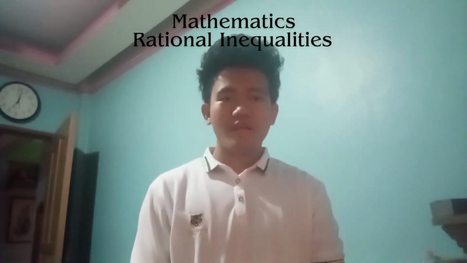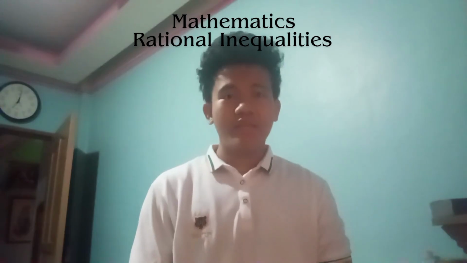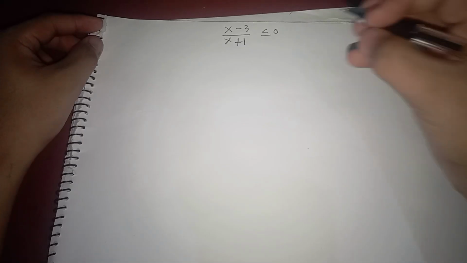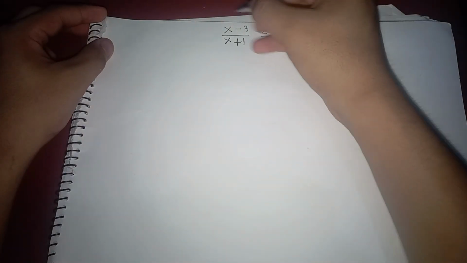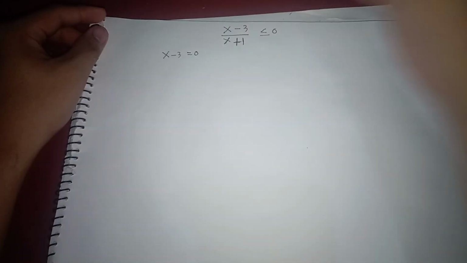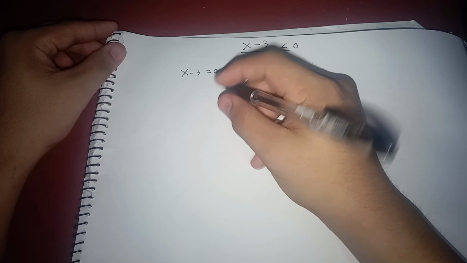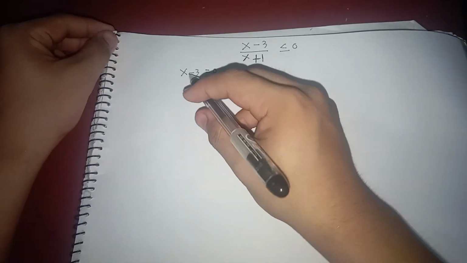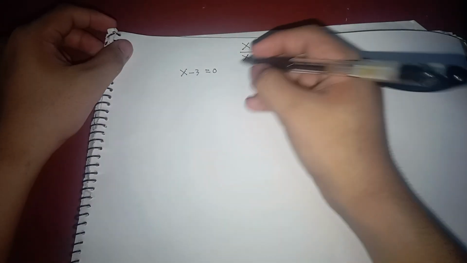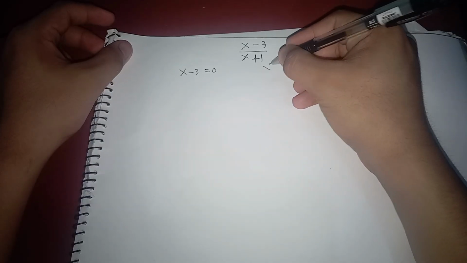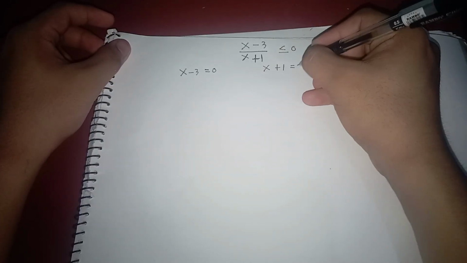Today we are learning how to solve rational inequalities. In solving rational inequalities, first off we need to find the critical values. So we're gonna take the numerator, the x minus 3, and put it equal to 0. Then we're gonna take the denominator too, x plus 1 equals 0.